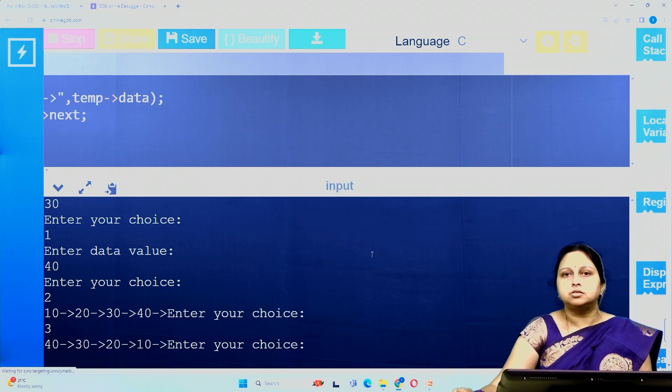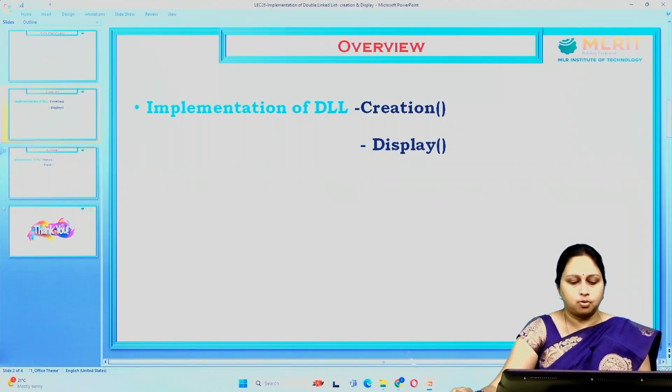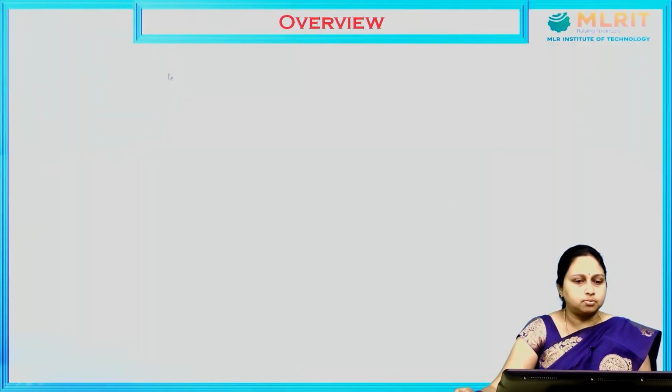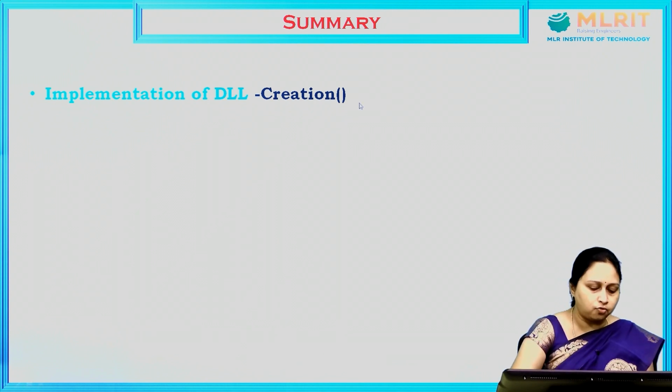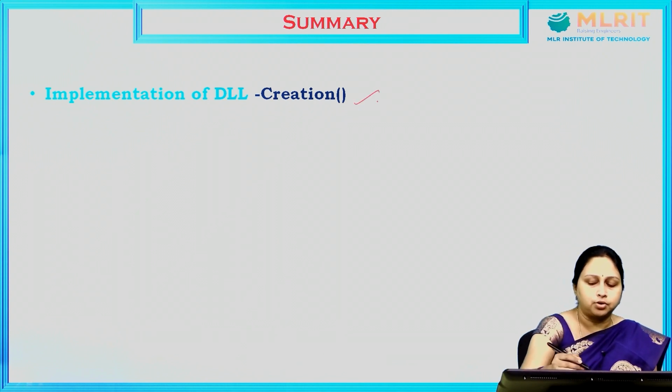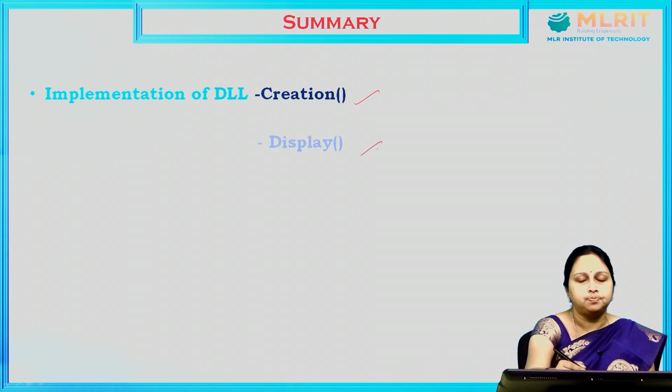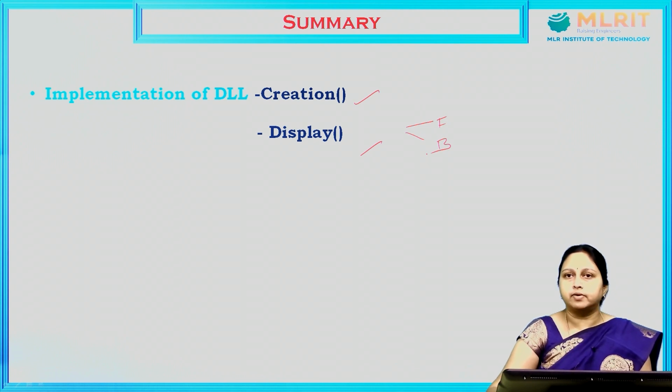Yes, this is about the double linked list creation and display operations. Let me see the summary of what we have done. We have discussed the implementation of double linked list creation as well as display. In this display also, we have come across forward as well as backward display of the elements of the double linked list.